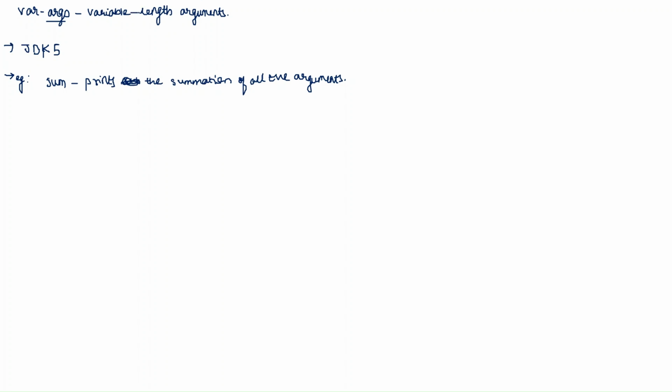So this is like a hyphenated word. Variable-length is together. Don't take it as variable and then length and then arguments. No, it's not like that. It's basically a variable number of arguments. And a method which takes a variable number of arguments is basically called a variable arity method.